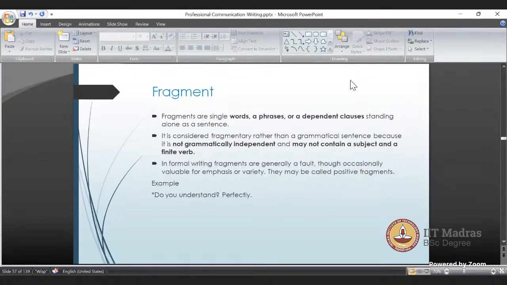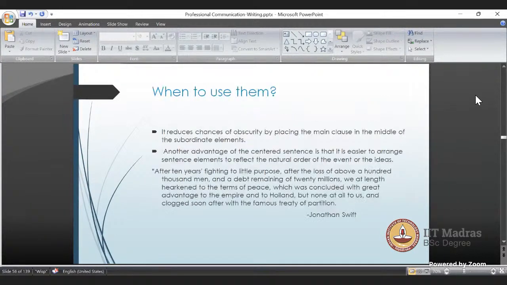Ma'am, can you go to the previous the previous one? How to use it? Yeah, that One, yeah. The once again the advantage. The second point you can just explain it.